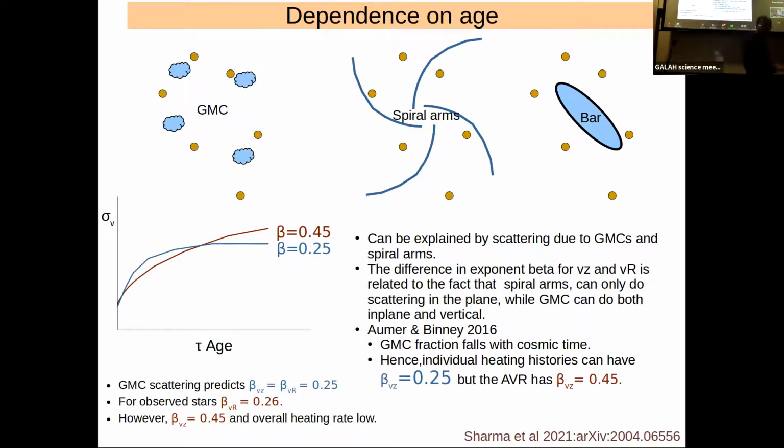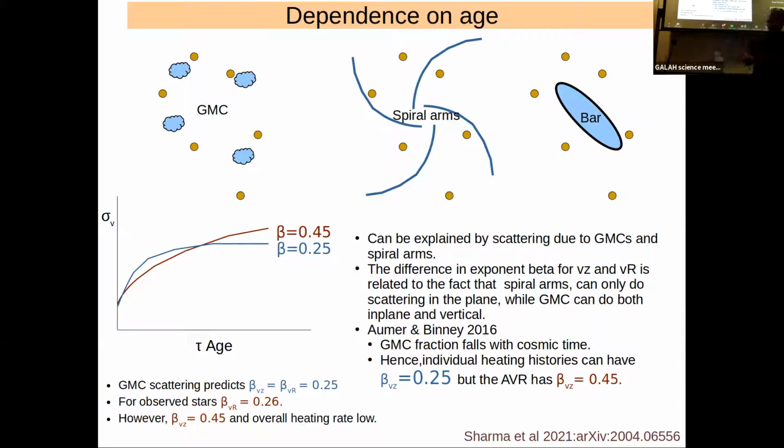Now, for the dependence on age, there's a long history going back to 1953, when GMCs were predicted as one of the main scatterers. So giant molecular clouds, they can do scattering and induce this dependence on age, but the exponent or the power of the power law is predicted to be 0.25. And in general, what was found was the heating rate was too low. So then other mechanisms were invoked, and one of them is the transient spiral arms.